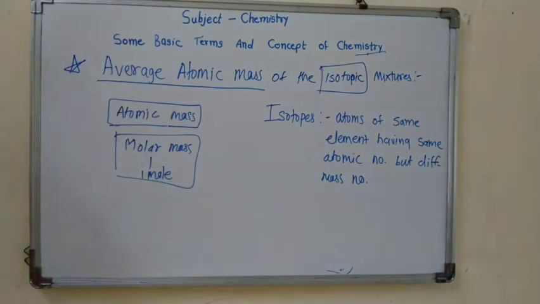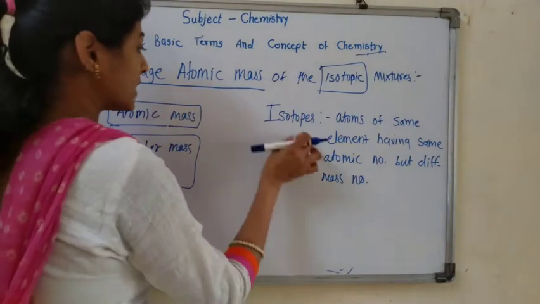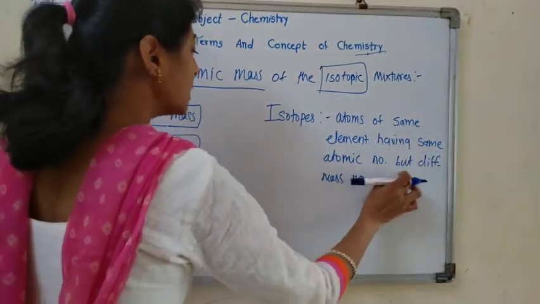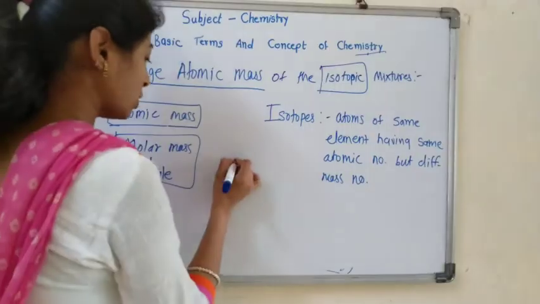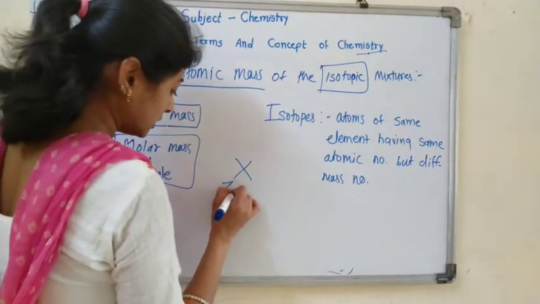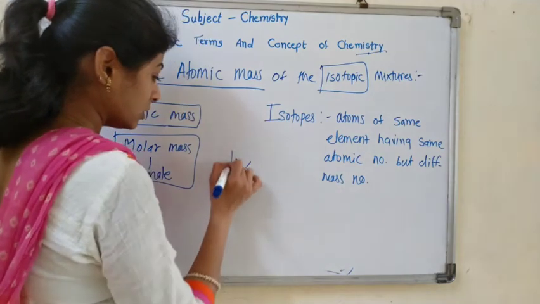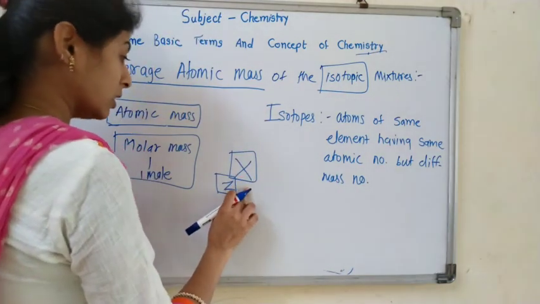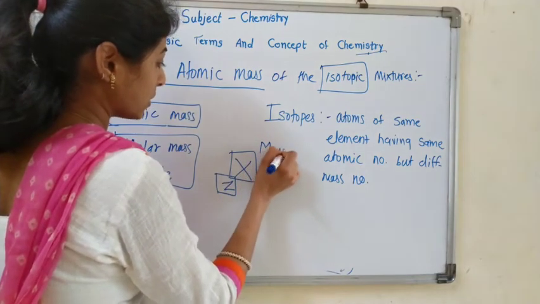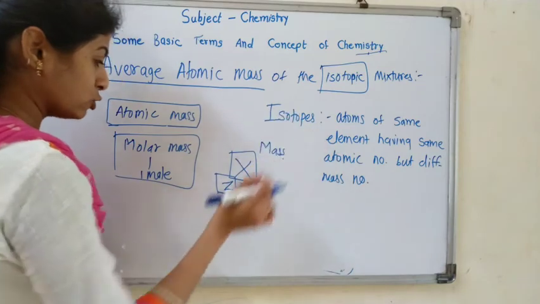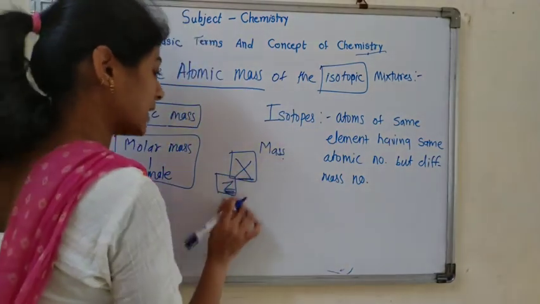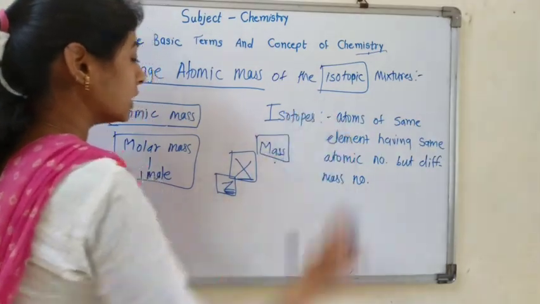What is average atomic mass? It is for isotopes. And what are isotopes? Atoms of the same element having the same atomic number but different mass number. Suppose this is an element X, this is the atomic number, this is the symbol of that element, and this is the mass number. So for isotopes, the atomic number and element are the same but the mass number is different.